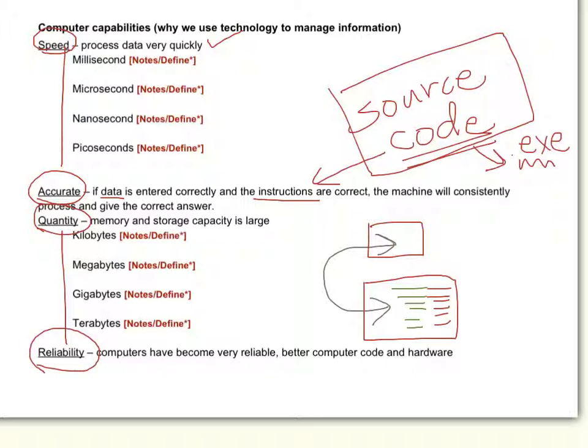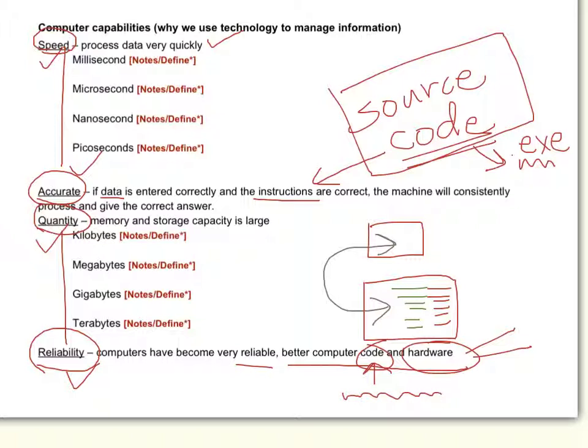Computers have become very reliable, so that's our fourth thing. We have speed, accuracy, quantity, reliability. Very reliable. We have better code, and we have better hardware to run it on. The electronics has gotten very good. We've been able to put a lot in a small space, and we are constantly making the code better and better, the software that has made technology reliable.